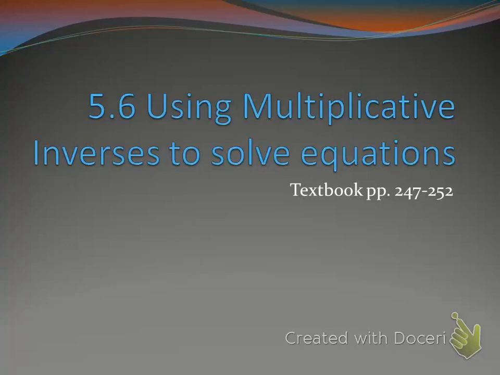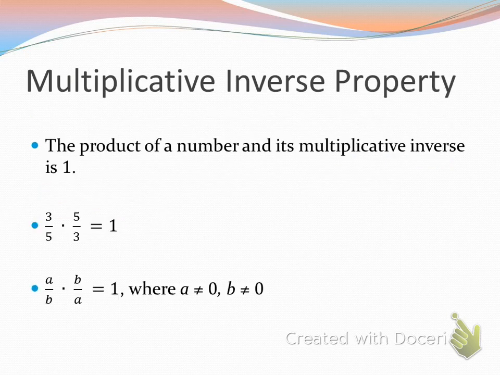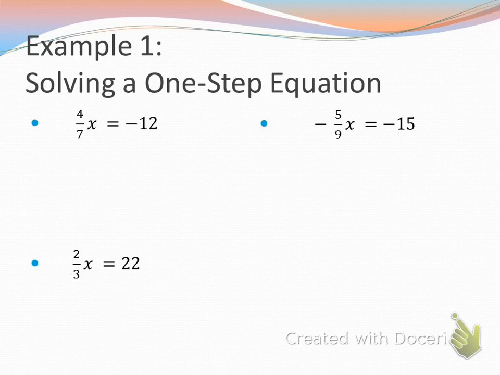All right, we are in section 5.6, using multiplicative inverses to solve equations. We know that multiplicative inverse is a fancy word for the reciprocal. It's basically the inverse of a fraction. Here's how it works. Whenever I'm solving an equation, I always ask myself, how do I get the variable by itself?